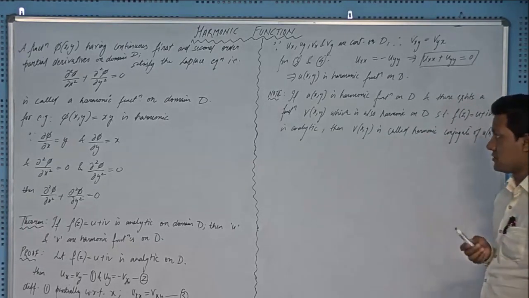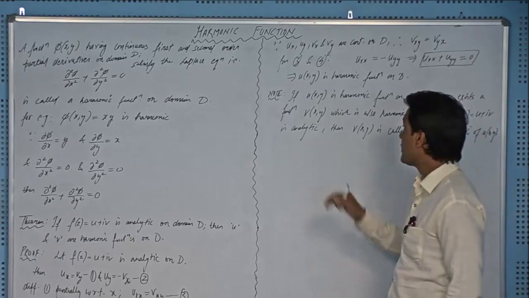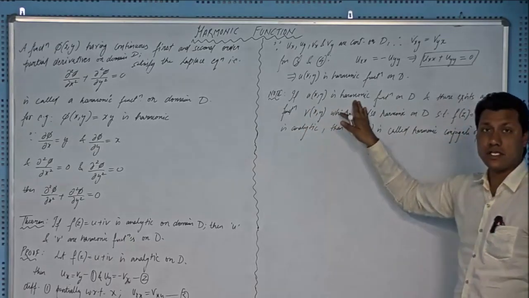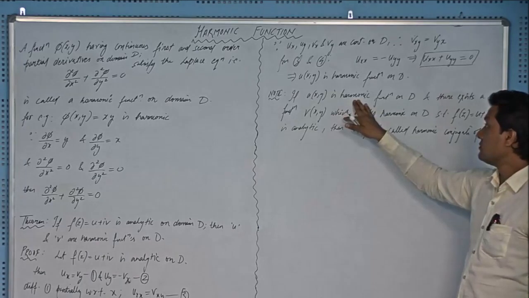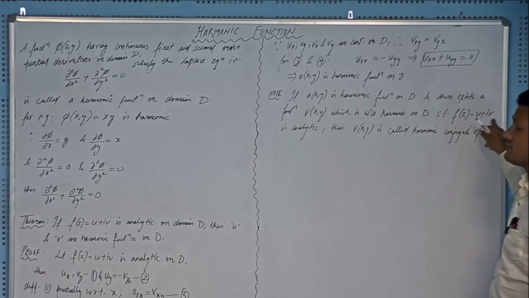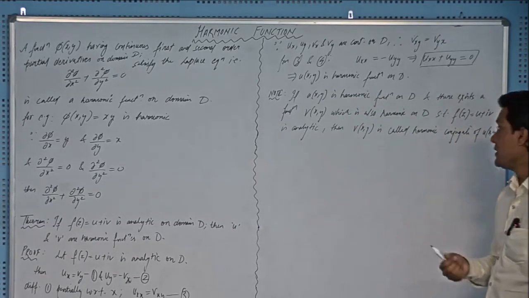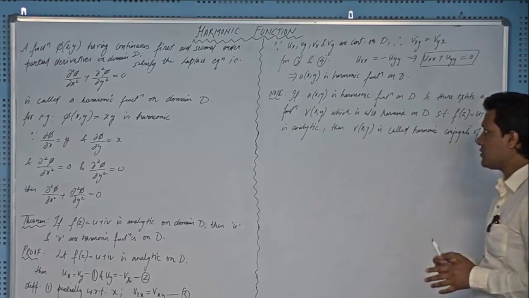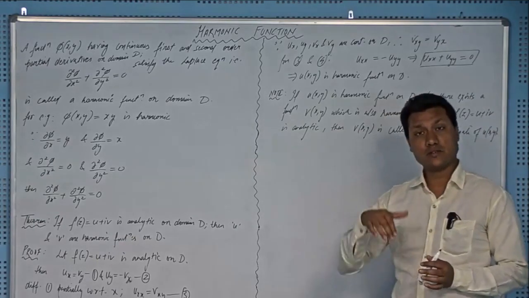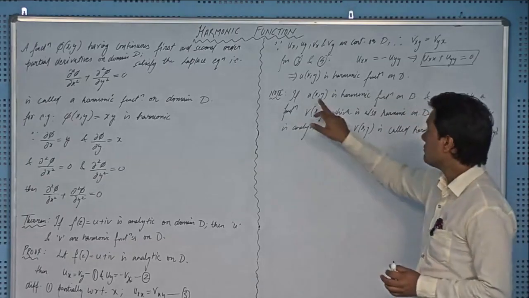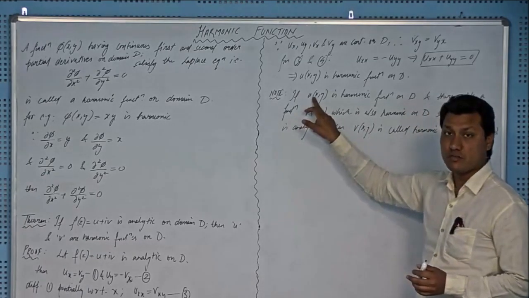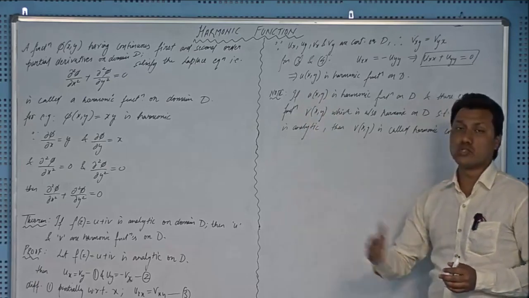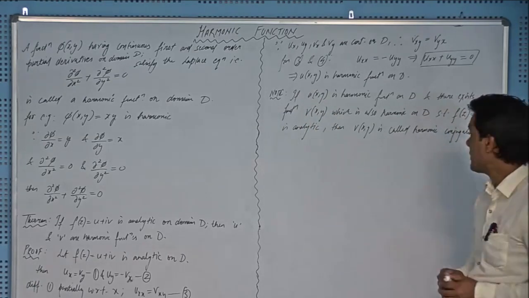And there are examples in which we are given this u as a harmonic function, and assuming that f(z) equal to u plus iota v is an analytic function on the same domain D, we have to search for its harmonic conjugate v, right? Means the problem is to find the harmonic function v when the other harmonic function u is given, assuming that the function u plus iota v is an analytic function.